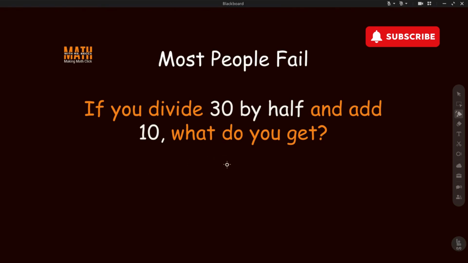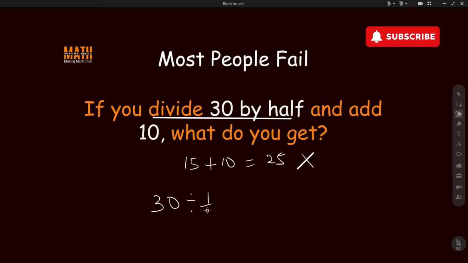Most people quickly say 25 because they think half of 30 is 15 and 15 plus 10 is 25. But this is wrong because the wording says if you divide 30 by half, it doesn't say divide in half. It says divide 30 by half. That means we divide 30 by half and add 10. That means 30 divided by half plus 10.